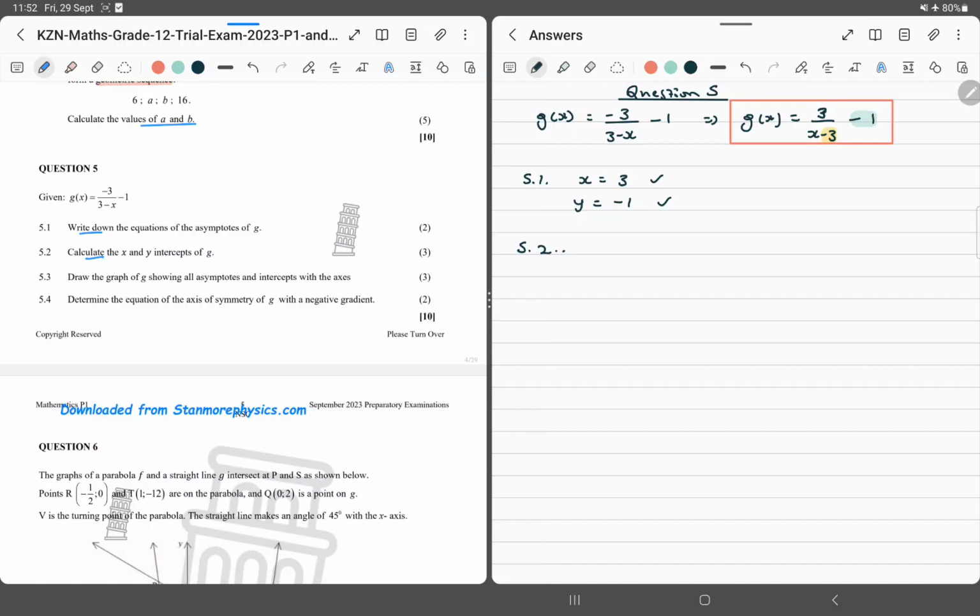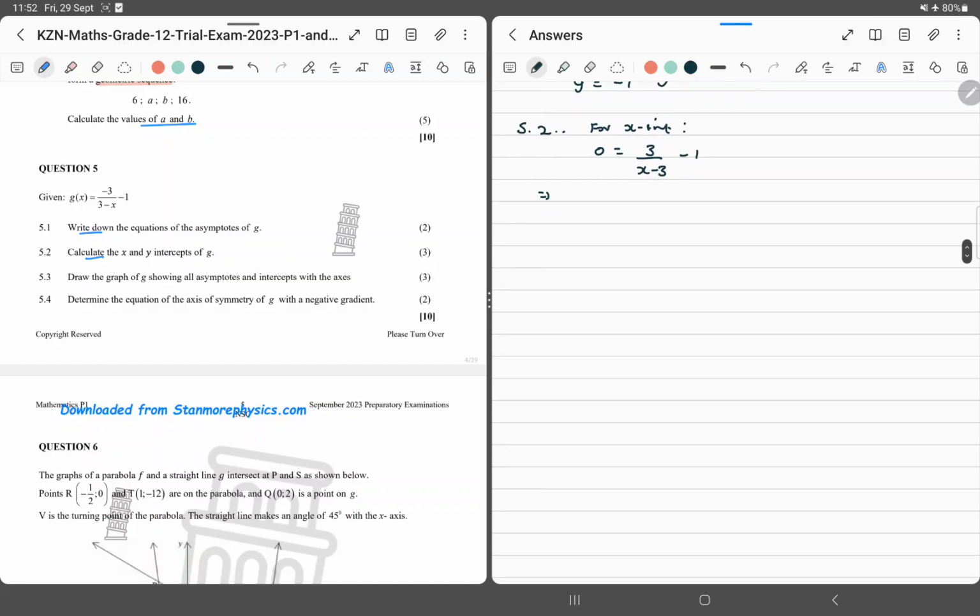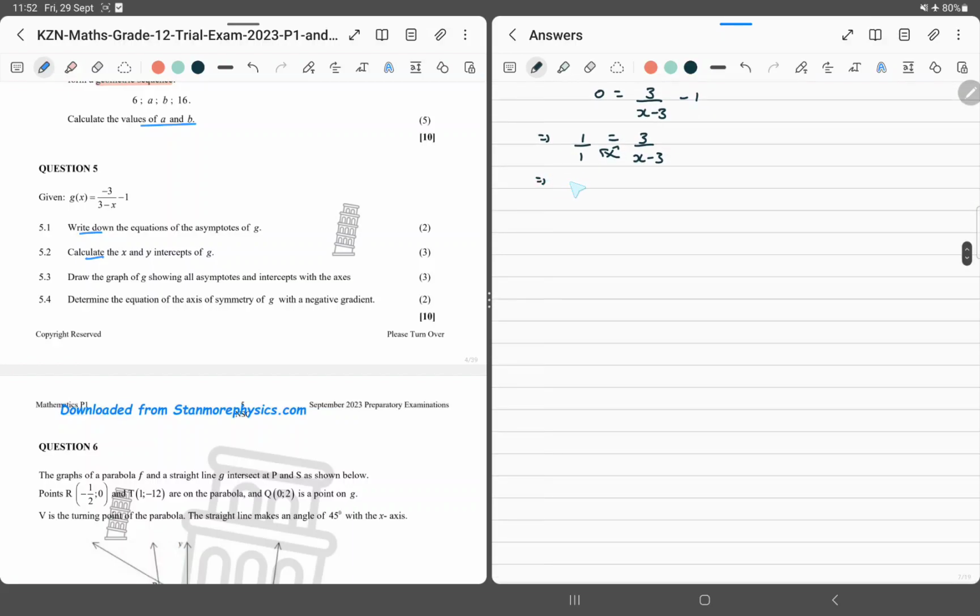5.2. Calculate the x and y intercepts of G. So we can start with the x-intercept. It is such that we've got here 0 is equal to 3 over x minus 3 minus 1. This implies that 1 is equal to, so let's say 1 over 1 is equal to 3 over x minus 3. Then we cross multiply there. This implies that x minus 3 is equal to 3. Therefore, x is going to be equal to 6. Therefore, the x-intercept is (6, 0).